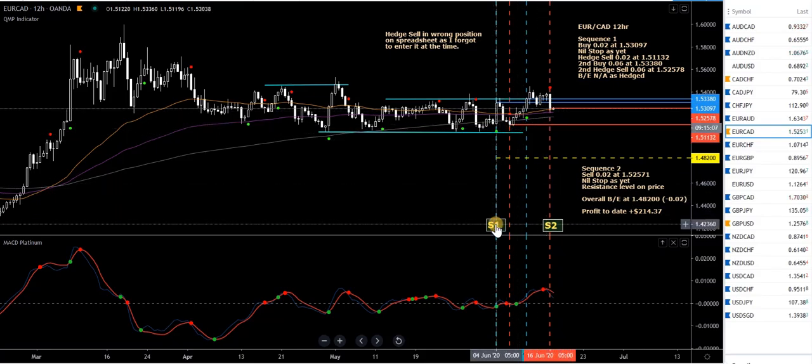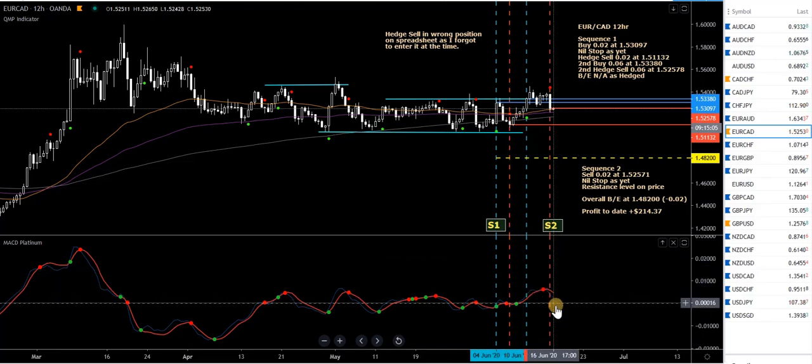Sequence 1 started with a buy. Generally, I want to finish with a buy, but we'll see how we go. We could pivot.